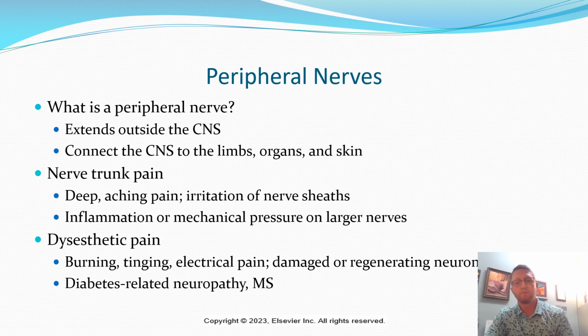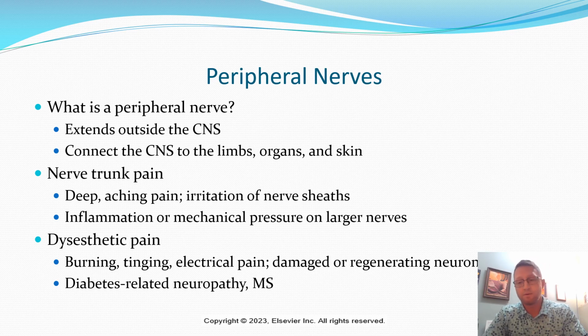So then the next slide talks about peripheral nerves. What is a peripheral nerve? Well, it's a nerve that extends outside of the central nervous system. It connects the CNS to the limbs, the organs, and the skin. So again, we're thinking the central nervous system is the brain and the spinal cord. And then once those nerve roots leave the intervertebral foramen and they go out and start to innervate your fingertips, things like that, that's what we're talking about with peripheral nerves. Those are the ones that you all learned about in Anatomy and Physiology 1. What nerve innervates the gastroc and the soleus, right? Tibial nerve.